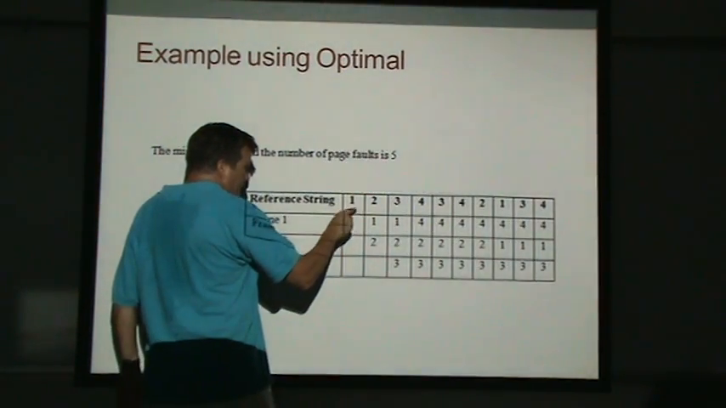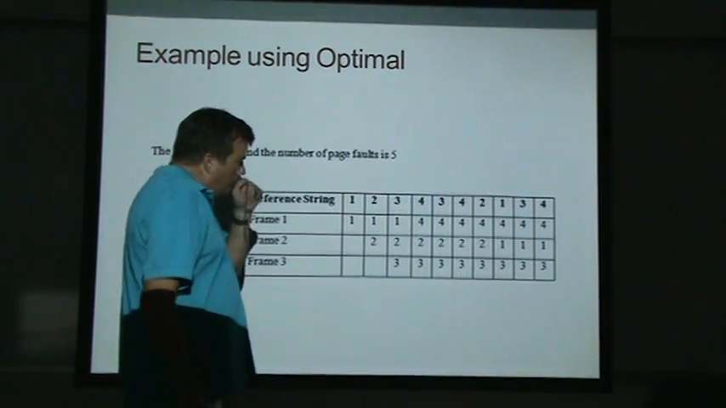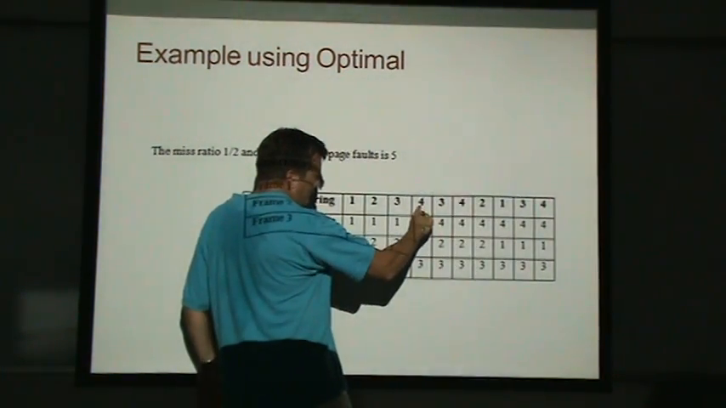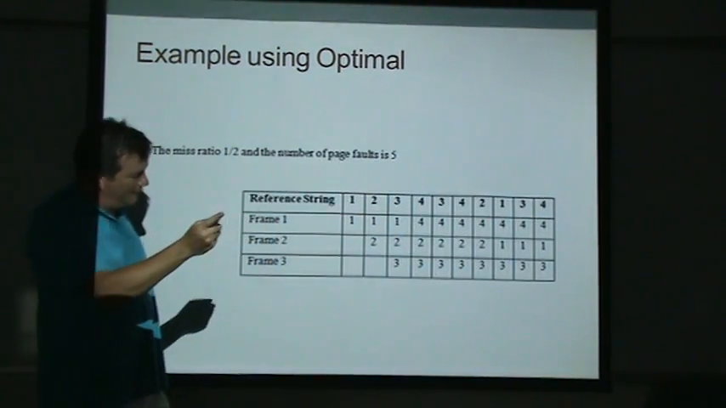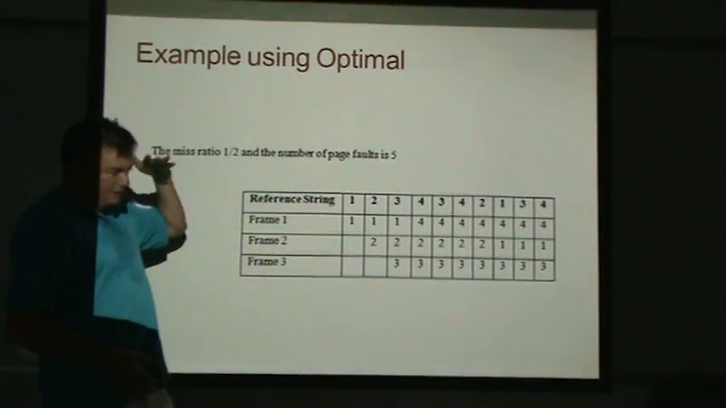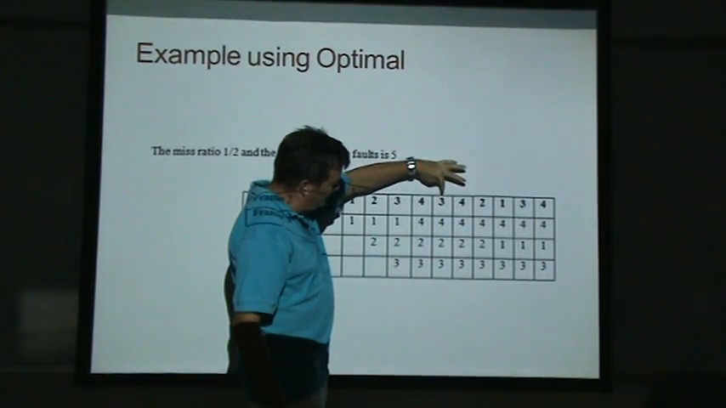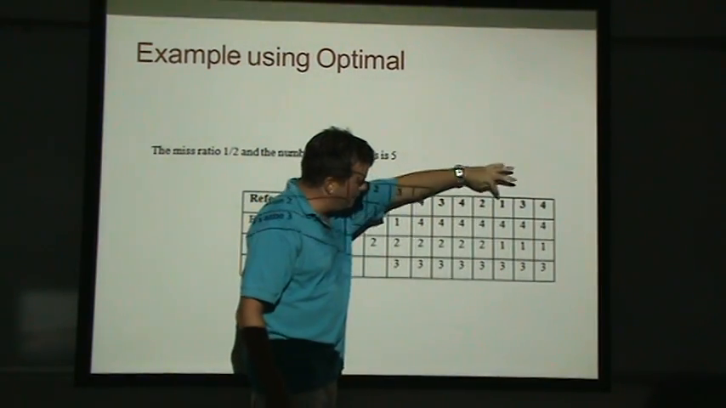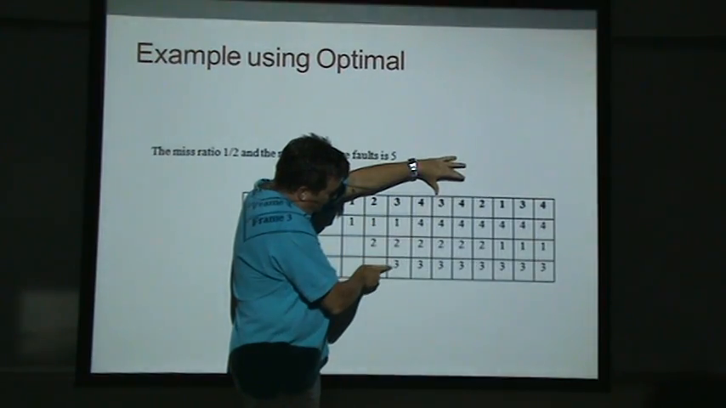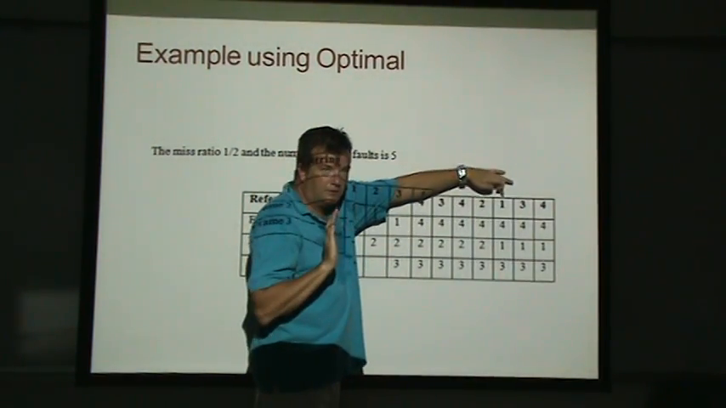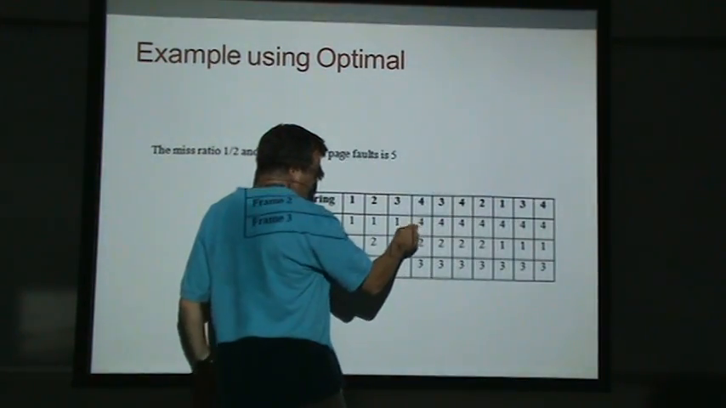So if we're referencing page 1, we load page 1, then page 2, then page 3. Now we have to load page 4, so we have to pick 1, 2, or 3 to kick out. The optimal method gives us the ability to look into the future. The future is going to need 3, and then 4, and then 2, and then 1. So out of the 3 pages currently in memory, 1, 2, and 3, 1 is used furthest into the future. So we'll kick 1 out and make room for 4.